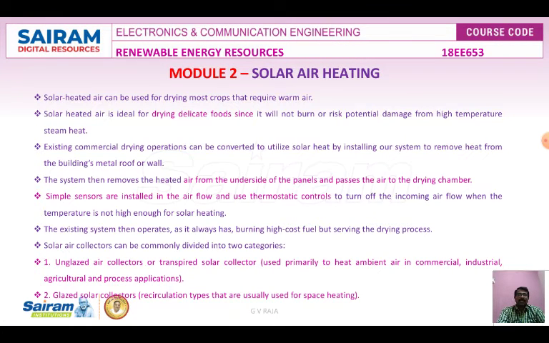First one is solar air heating system. So here the solar heated air can be used for drying most crops which require warm air. So most of the crops have moisture. To remove the moisture and require the warm air, we are using this solar heated air concept.